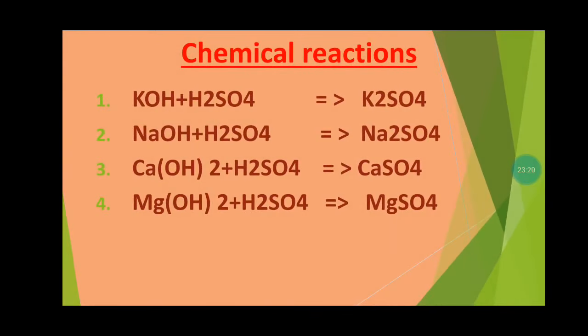Now you see the first one. You have written potassium sulfate, K2SO4. It is the formula. What is the acid involved? Here sulfuric acid, H2SO4. What is the base involved here? KOH. Next sodium sulfate, Na2SO4. What is the acid involved here? Sulfuric acid, formula H2SO4. What is the base involved here? Sodium hydroxide, NaOH.